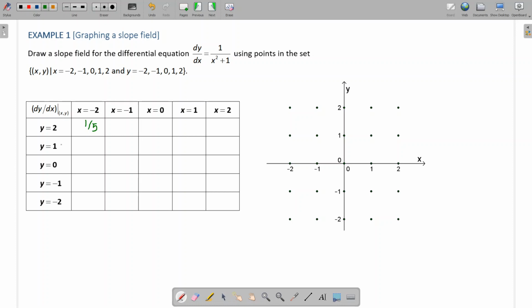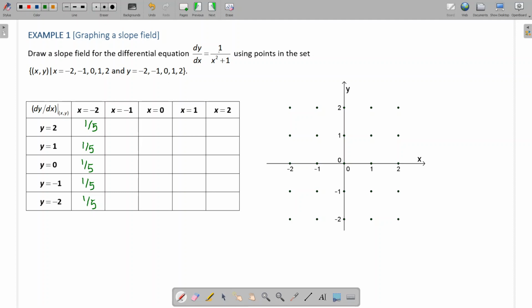Now, as I mentioned, there is no y in this expression, which means that this entire column is going to be 1/5. It doesn't matter what the y value is. The x value completely determines the slope. That's not always the case. It wasn't the case in the previous example, but it is in this one. So each individual column is going to have the same number all the way down. So that first one is all 1/5.